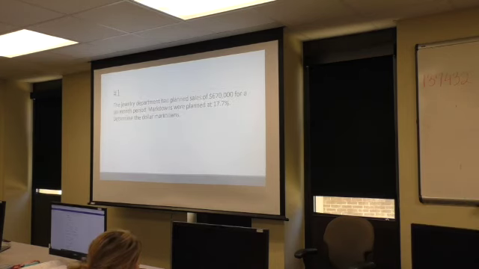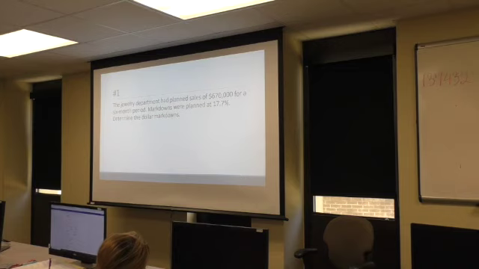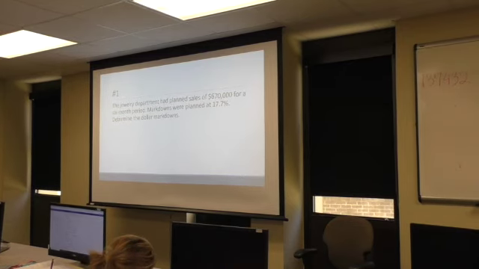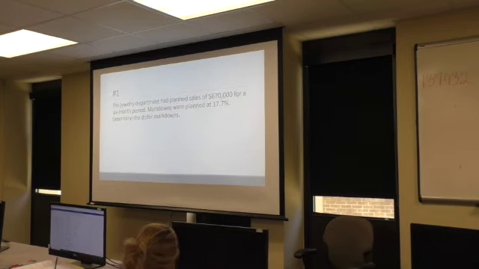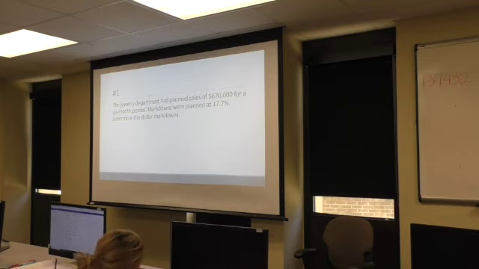All right, the jewelry department had planned sales of $670,000 for a 6-month period. Markdowns were planned at 17.7%. Determine the dollar markdowns. Go ahead and solve this problem. You have planned sales of $670,000. You know that your markdown percentage is 17.7. What is the dollar amount of the markdown?